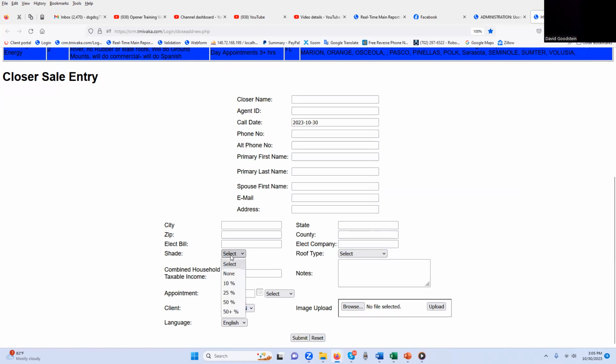There's a drop-down menu for shade. There's a drop-down menu for the type of roof. You're going to put in the combined household taxable income. Let's say it was 75K. You're going to put in any specific notes you think will help the deal. For instance, anything weird or funky about the deal.